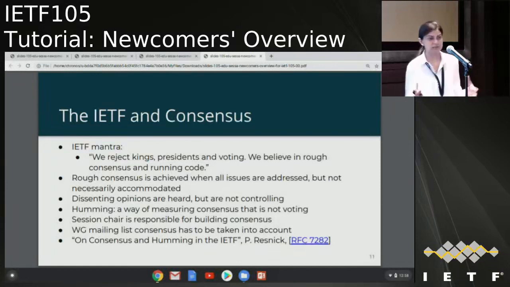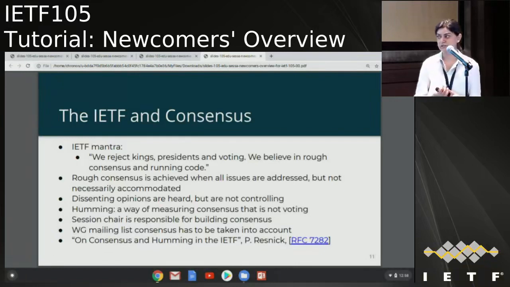This is basically to accommodate those people who could not attend, who were not present there in person. The whole process, not the humming, but the entire discussion, is taken to the mailing list, and then we reach judgment. So that's the way we reach rough consensus. And if you're interested, you should go read RFC 7282, which describes the whole history of why we follow it and how the humming process started.